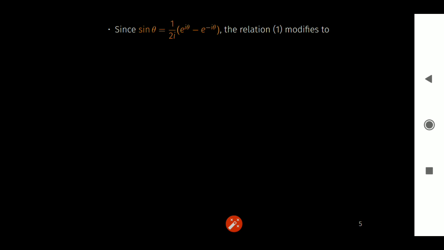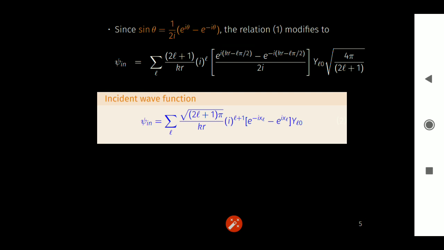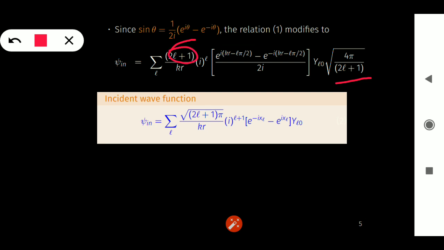Also, by the Euler equation, sine theta is equal to 1 by 2i times (e power i theta minus e power minus i theta). Using that, one can expand and rewrite the incident wave function in this manner, and this equation can be further simplified. In this simplified wave function, what is actually happening here? The 2L plus 1 in the denominator, the root of 2L plus 1 and the 2L plus 1 here will become root of 2L plus 1, and the 4 inside the square root will come out as 2, and this 2 will get cancelled.